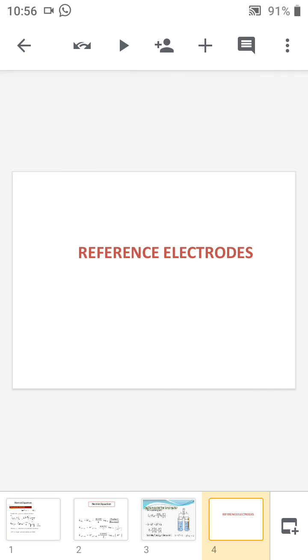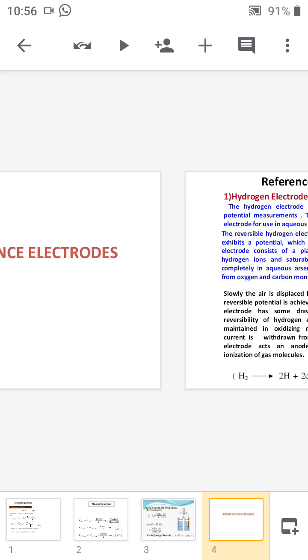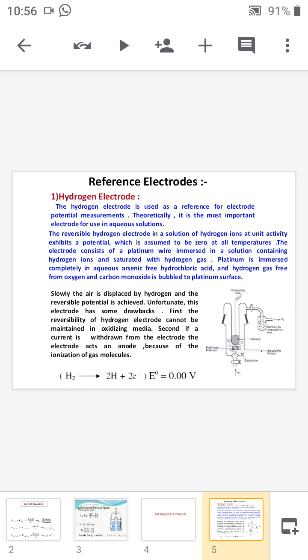Next, we are moving into the reference electrode. We know that we cannot measure the potential of a half cell. So one of the methods for measuring the potential is to convert that half cell into a cell by clubbing it with an electrode having a known potential. That electrode is known as the reference electrode. We have already studied the hydrogen electrode, and we also studied how we will measure the potential of the other electrode by clubbing it with the hydrogen electrode.